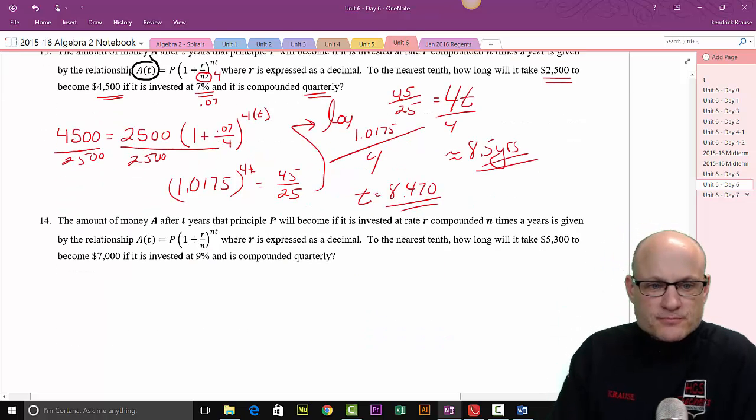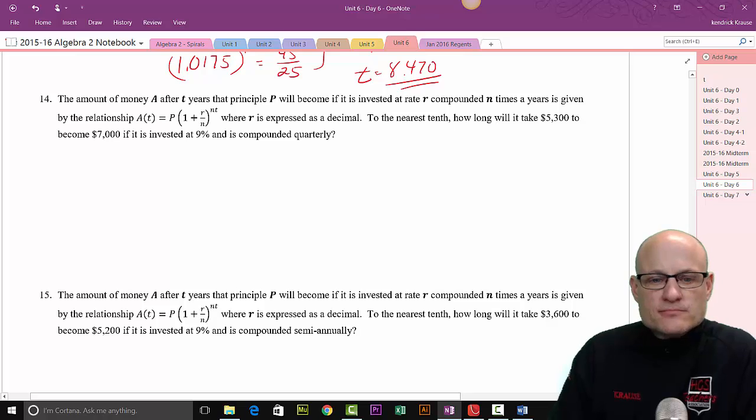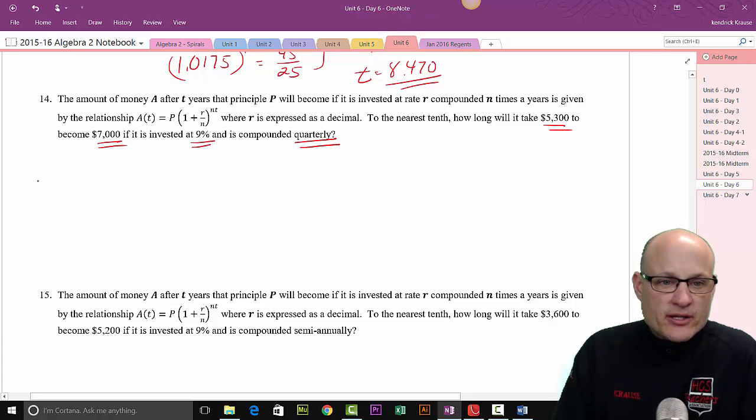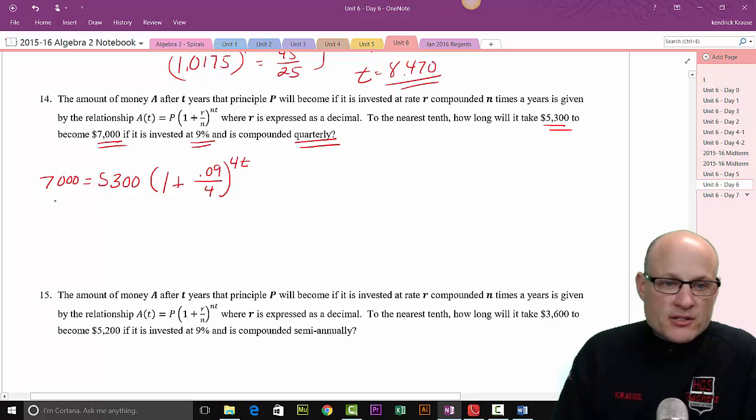Moving on. Same problem. We're still doing it quarterly, 9% interest rate. We want to get to 7,000, so it's going to be the same thing. 7,000 is equal to 5,300 times 1 plus 0.09 over 4. We're still doing it quarterly, to the 4t. Divide by 5,300.